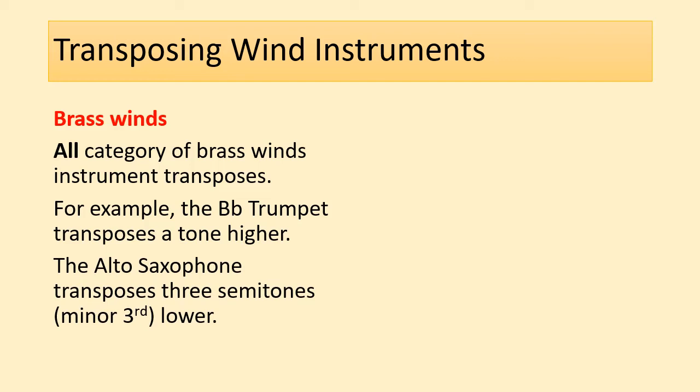Now another example is the alto saxophone. The alto saxophone uses a minor third, which is 3 semitones. So a minor third from whatever key it sounds. That's why, when the alto saxophone plays C, that C is actually the E flat on the piano, which is a minor third.